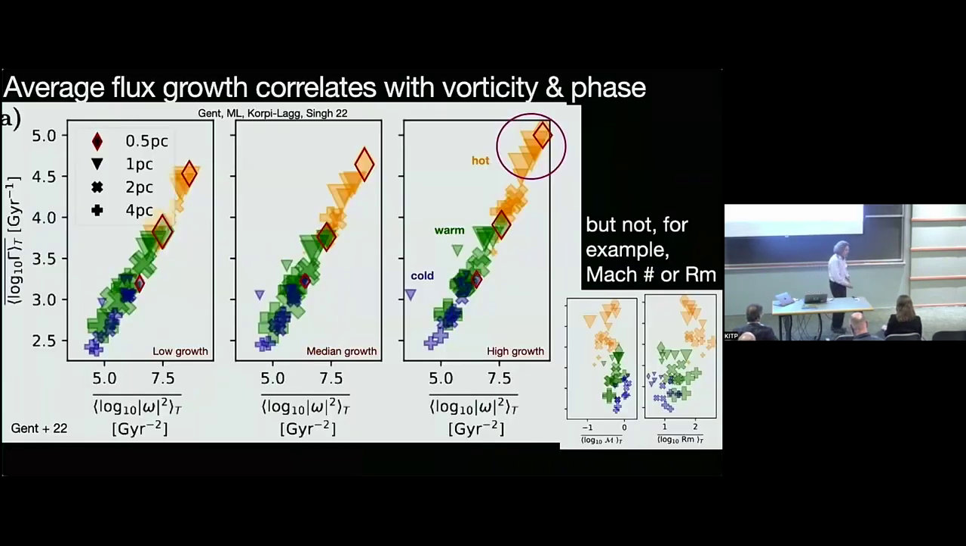What we found, these are the growth rate averaged over regions of different phase and regions of low growth, medium growth, or high growth. So you can see that the fastest regions of high growth are growing very fast. This is also multiple resolutions. The red is picking out the highest resolution model. And what we found was that there was an extremely good correlation with the entropy.